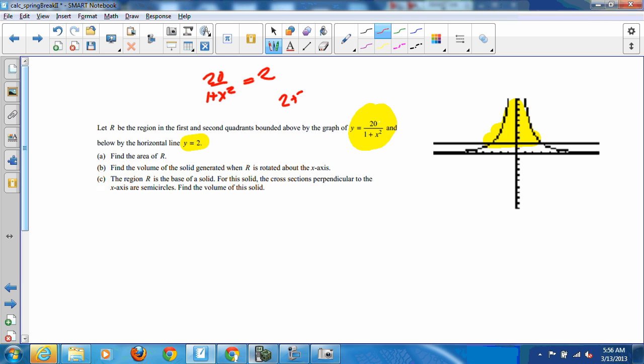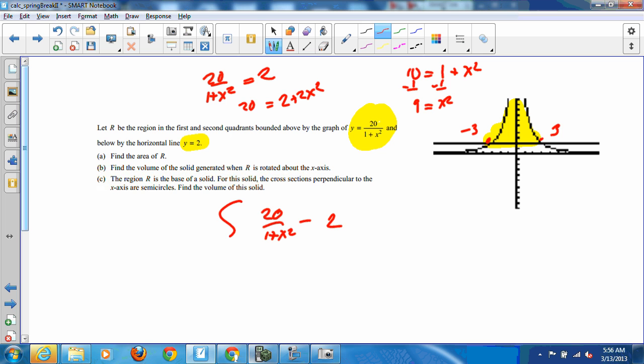2 plus 2x squared equals 20. Divide everything by 2, you get 10 is equal to 1 plus x squared. Subtract 1, you get 9 equals x squared, so plus or minus 3. So negative 3 over here and positive 3 over here. So the top curve is 20 over 1 plus x squared minus 2. And we're just going to integrate that from negative 3 to 3 and see what we get.